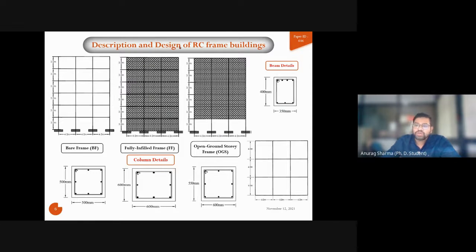In this slide, we'll also discuss the beam and column details. The beams have been chosen the same for all three plans, whereas the columns have been obtained from the DDBD approach. For simplicity, we have kept the column and beam sizes the same throughout the height of the building.